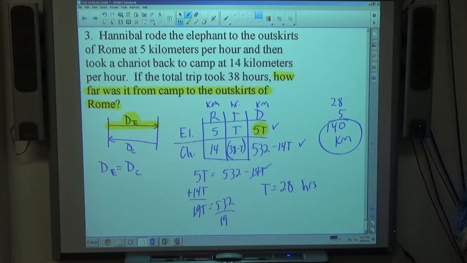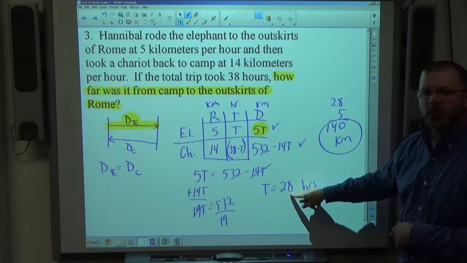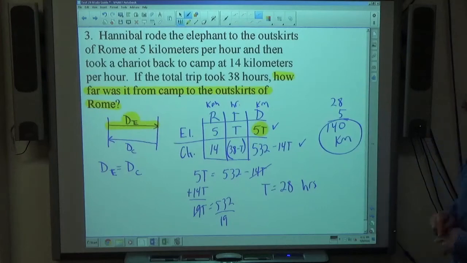So make sure you answer the question. This is not always the answer to the question. So that's what t is. You can use t to find what we're looking for.